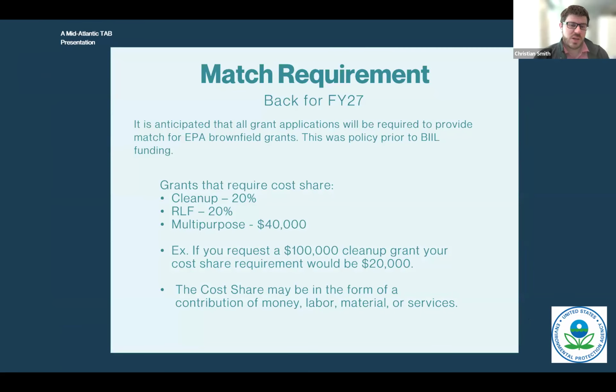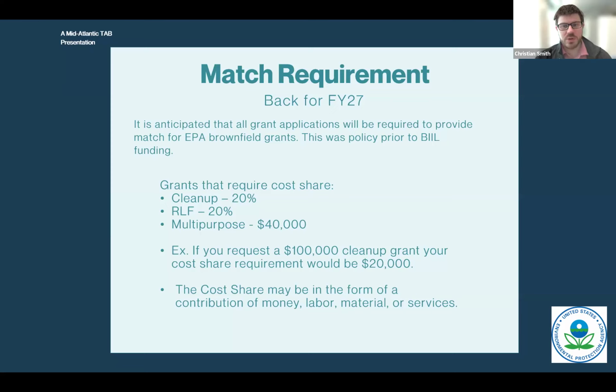And another big thing that's coming back is our match requirement. So with the infrastructure law funding, we were able to waive the cost share requirement. However, since the funds ran out last year and we're back to our regular appropriations, that cost share is coming back. So where this comes into play is with your cleanup, RLF, and multi-purpose grants. Your cleanup and RLF grants are going to require a 20% cost share. So if you're requesting $100,000, you're going to have to pony up $20,000 of your own money to be able to apply and be eligible for this grant.